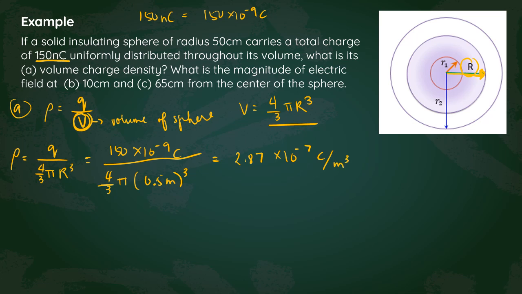Now, for question B, we need to solve for the electric field at 10 centimeters. So at this point, looking at our illustration, or at our problem here, this radius, the 10 centimeters, is inside the sphere. Now, how do we solve for electric field? So we have a formula for electric field.